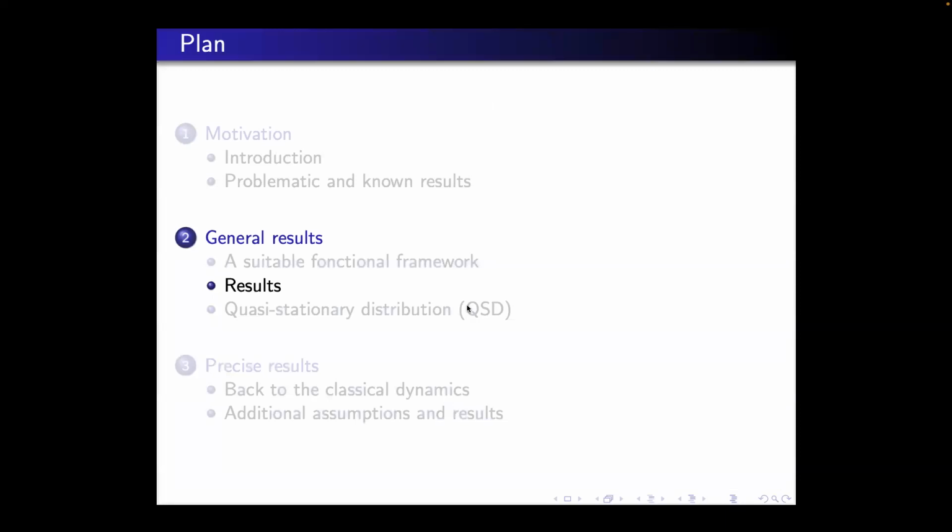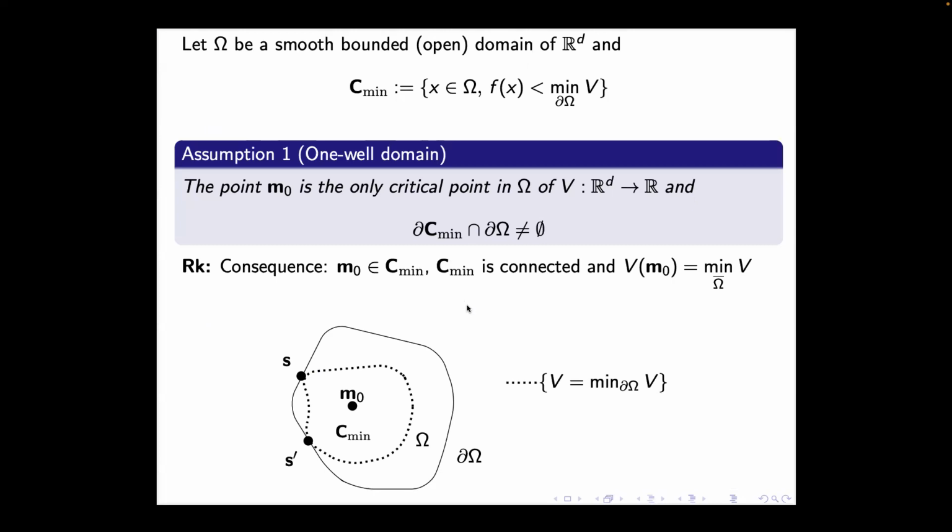Okay, so now let me state the general result, but before that I need to make some assumptions. The assumption that I will make today is that our set omega behaves as a single well of the potential. So we assume that omega is a smooth bounded open domain of R^d, and we define C min as the x in omega such that V of x is strictly less than the min of V on partial omega. And the first assumption we make is that M naught is the only critical point of V in omega, and that the boundary of C min intersects the boundary of partial omega.